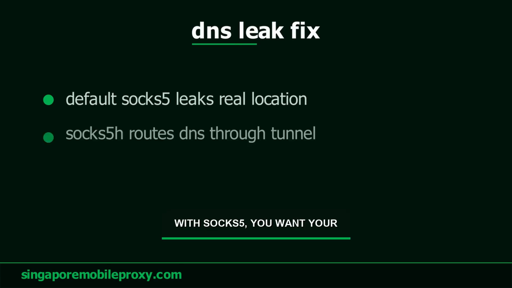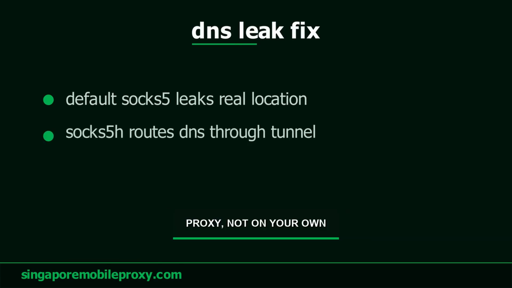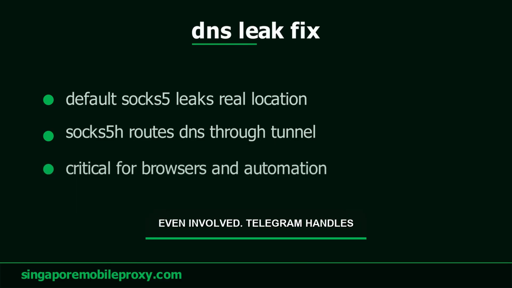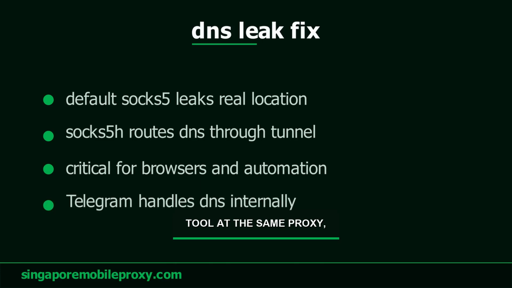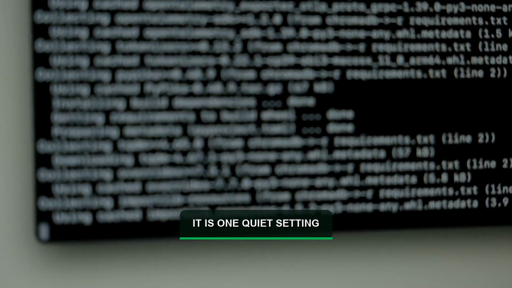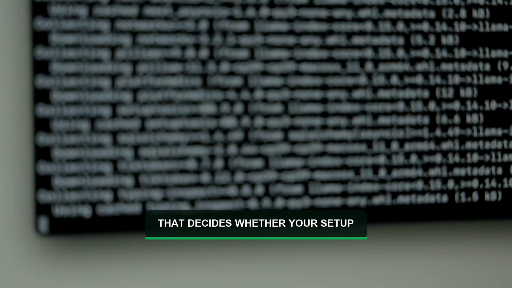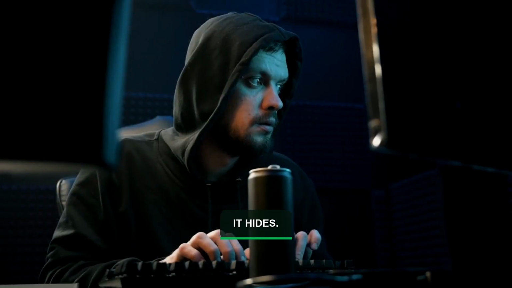There is one more thing to check whichever route you take, and that is where your DNS resolves. With SOCKS5, you want your tool resolving names through the proxy, not on your own machine, or you leak your real location before the proxy is even involved. Telegram handles most of this internally, but if you are also pointing a browser or an automation tool at the same proxy, use the SOCKS5H variants so the lookups go through the tunnel. It is one quiet setting that decides whether your setup actually hides what you think it hides.